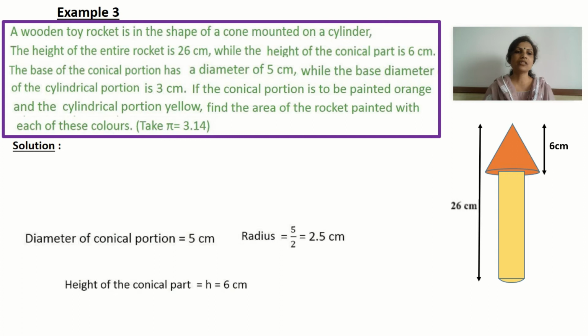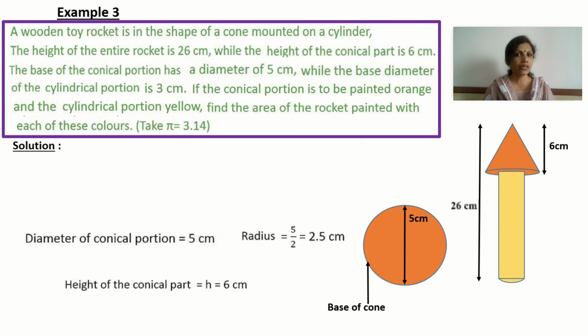Now the other specifications are the base of the conical portion. Now children, the base of the conical portion will be circular in shape like this. So this is the base of the conical portion and it has diameter of 5 centimeter. Then we are given that the base of the cylindrical portion will also be circular in shape like this. So this is the base of the cylindrical portion, and this cylindrical portion has a diameter of 3 centimeter like this. So now all the specifications which are given to us are done by us.